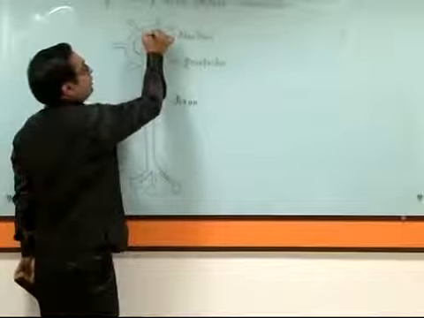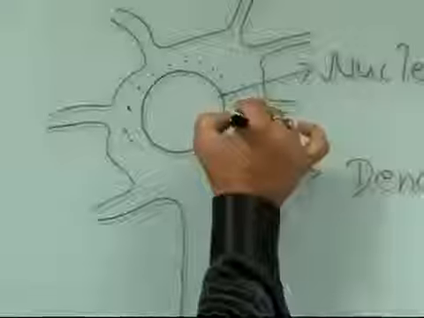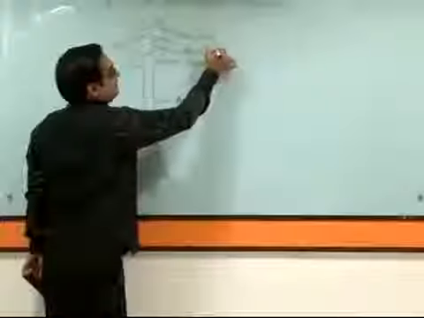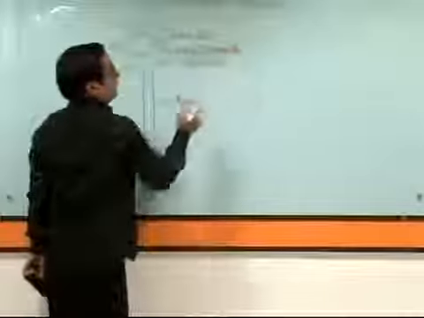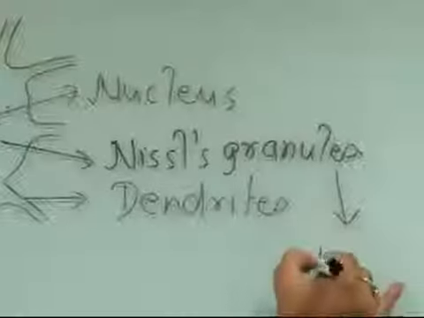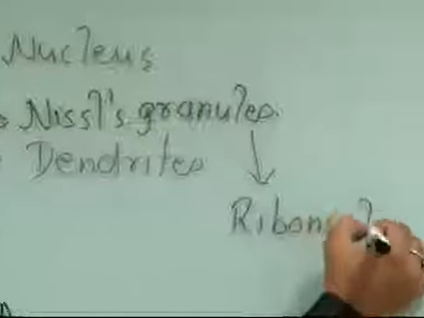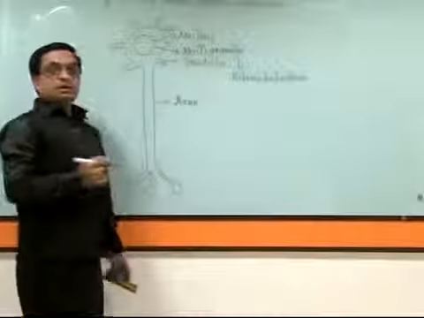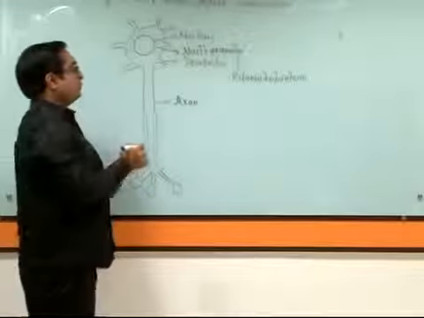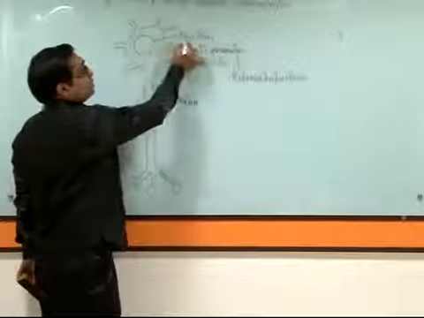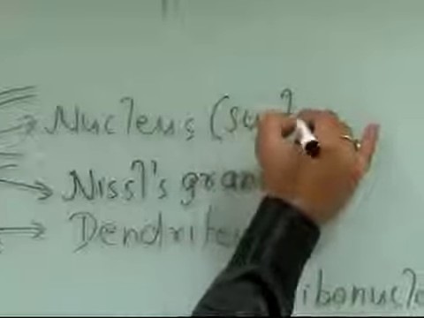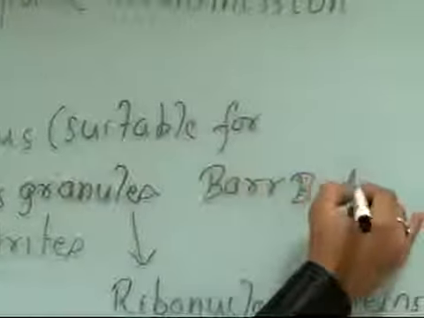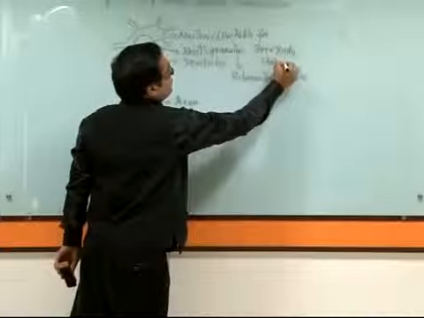In the cell body of neuron, small granule-like structures called Nissl's granules are present. Nissl's granules are ribonucleoproteins which are concerned with synthesis of enzymes required for the formation of neurotransmitters. Nucleus of neuron is suitable for bar body staining. Bar body is the inactive X chromosome of the female.